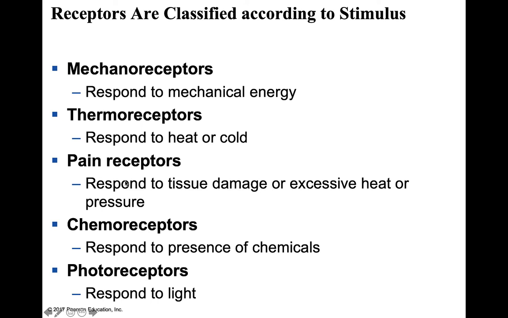pressure. Chemoreceptors are those receptors that are responsive to the presence of specific chemicals. O2 receptors and CO2 receptors are examples, but we'll also talk about those receptors that contribute to taste. Okay? And then last but not least, we have photoreceptors, and they are responsive to light.